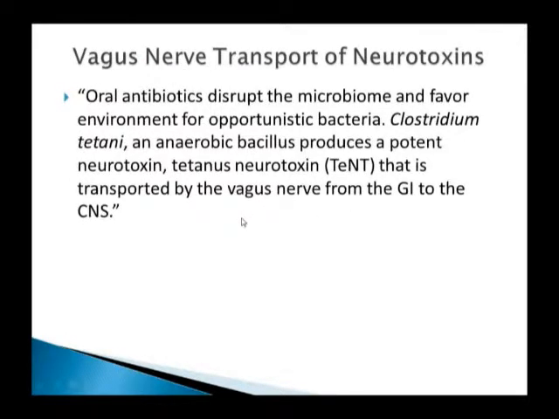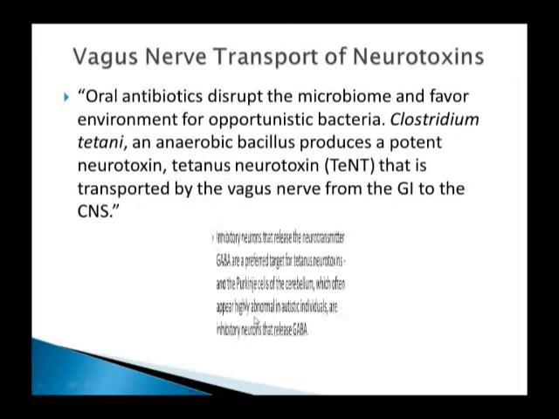Well, to take it one step deeper, and we track it back to the discussion about Clostridia, we know that oral antibiotics can disrupt the microbiome in the gut, and they basically then shift the environment toward more opportunistic bacteria. One particular type of Clostridium called Clostridium tetani produces the potent neurotoxin, tetanus neurotoxin. It's been known that that particular toxin can be transported from the gut through the vagus up into the central nervous system.